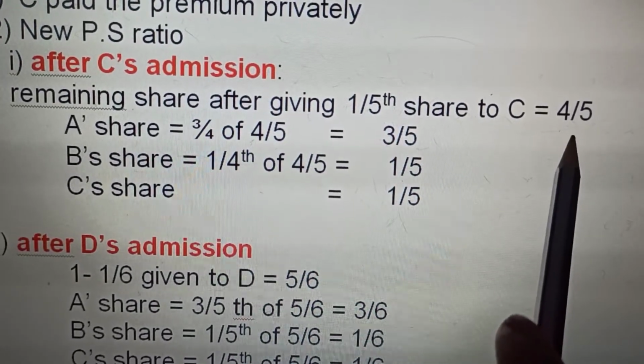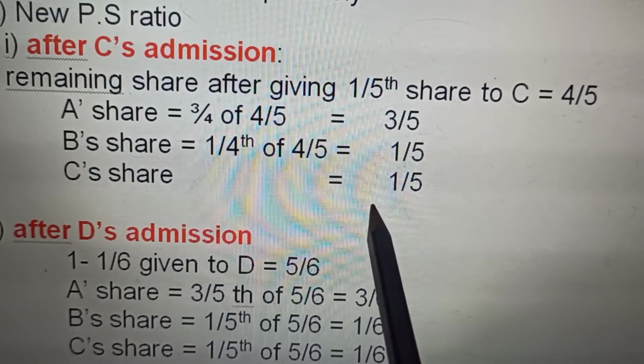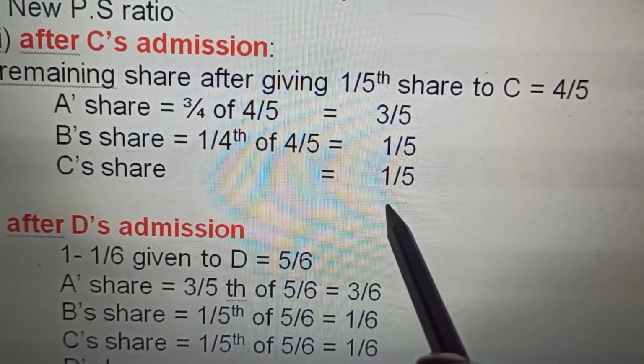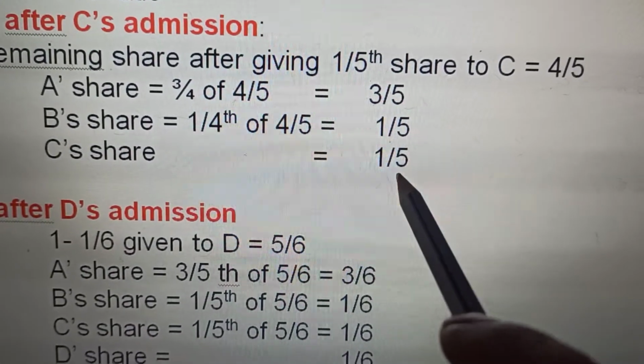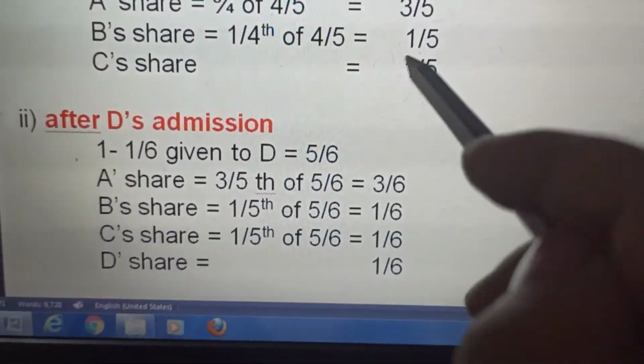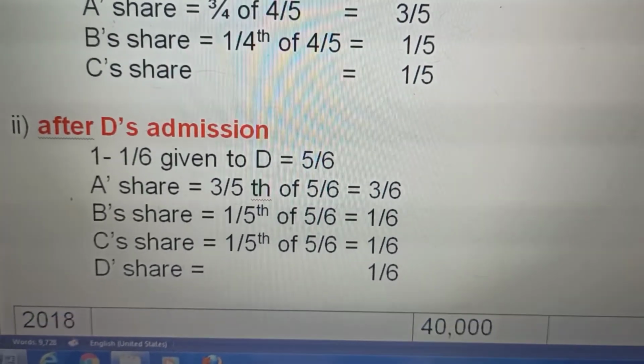4/5 share रह गया ना. After giving 1/5 share to C, 4/5 रह गया. Let us see ABC की new profit sharing ratio. This is the new profit sharing ratio of ABC, 3:1:1. This is the new ratio. Now the fourth partner, D comes in.